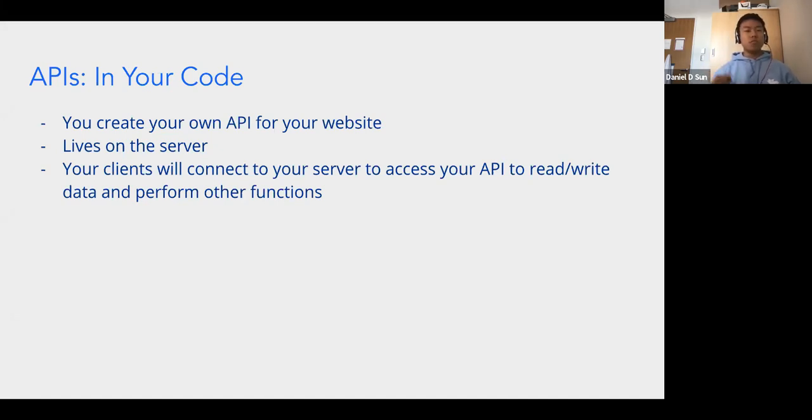If you're creating your own social media website, like we will be doing later today with Facebook, we're going to need some of those endpoints that I just described in order for the front end to call. And again, your API lives on your server, right? It's the menu that lives on the back end that the front end can access. And so all the clients will be connecting to your server using the various API endpoints that you wrote to read and write data, as well as perform any other functions.